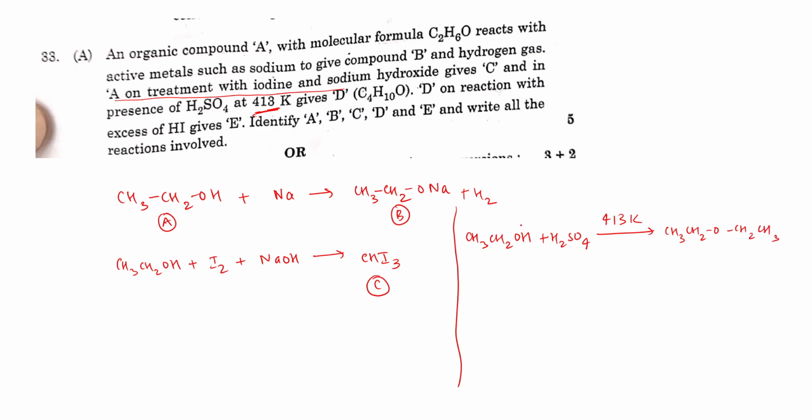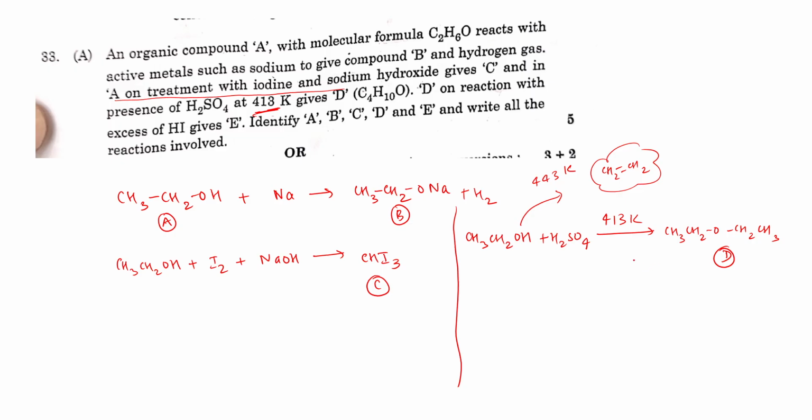But for additional knowledge, when this reaction occurs at 443 Kelvin, it undergoes dehydration and forms an alkene, but this is not required. In this case, ether is formed and matches the molecular formula C4H10O. So this should be D, diethyl ether.